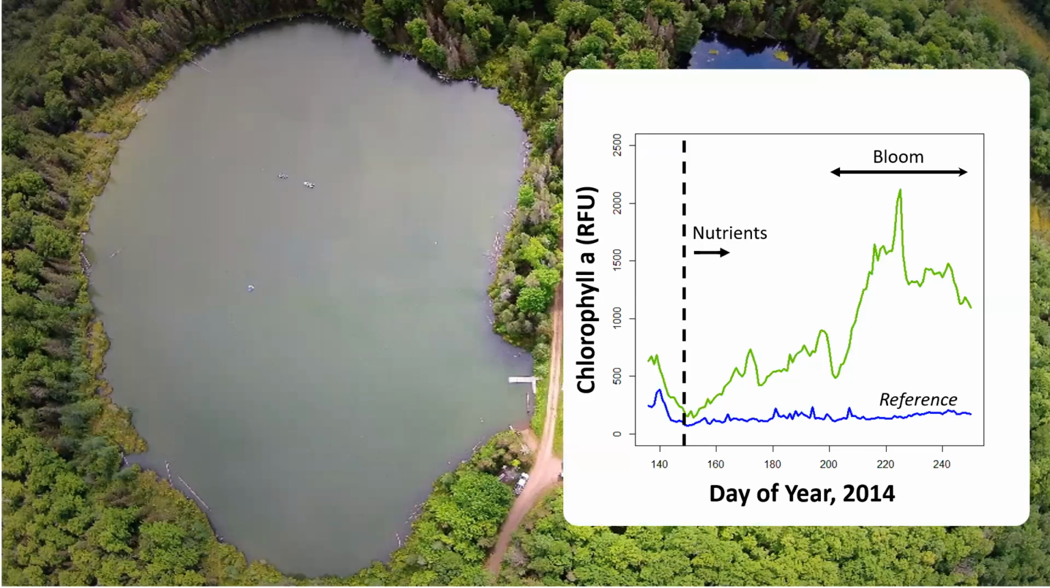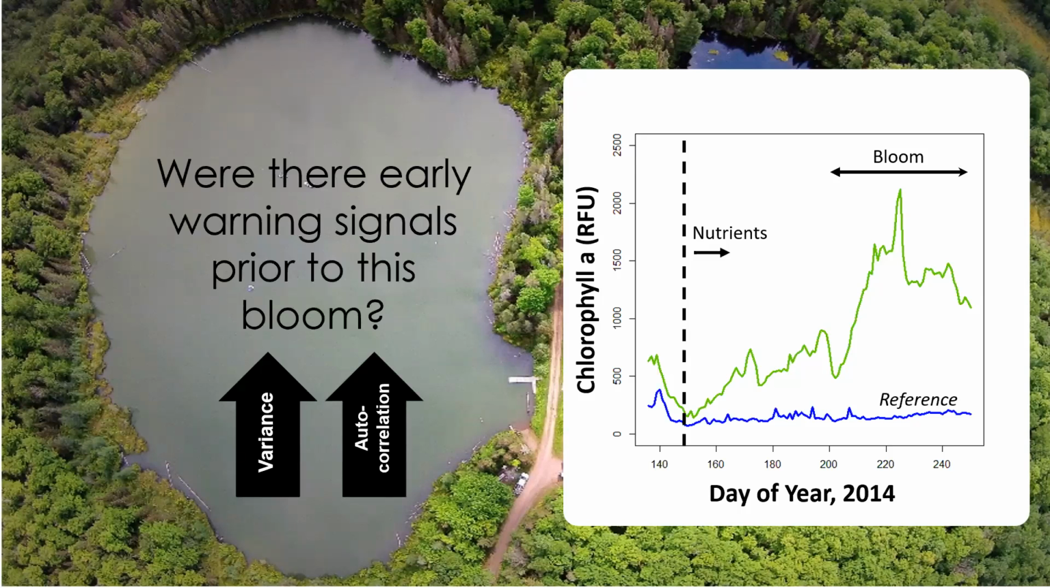And we see that reflected in our daily chlorophyll data as well. So that's what you're seeing here, the reference Lake Paul in the blue line, where we weren't adding nutrients and we didn't see any changes in chlorophyll, versus Peter in the green line there. We did add nutrients and we see a lot of variability and then this big bloom happening towards the end of the summer. And these are data from 2014. So then the question is, well, were there early warning signals prior to this bloom in 2014?